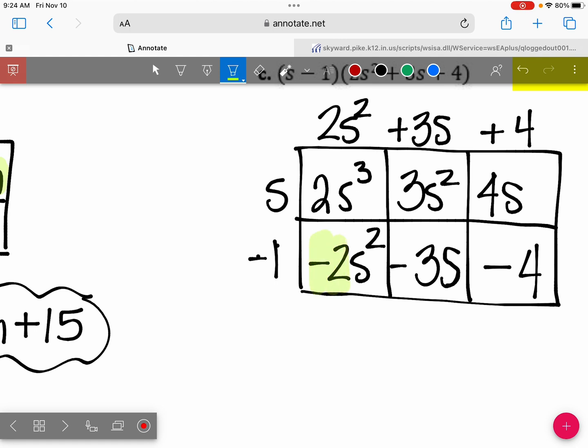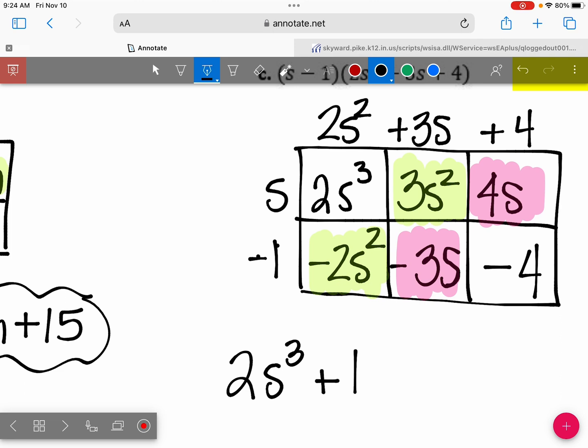Okay, so these are like terms. We can add these together. And these are like terms. So our final answer would be 2s cubed. And then what did you get? What would you get when you add those 2 green squares? What is 3 minus 2? Plus 1 s squared. Now add together your 2 pink ones. What would you get? That's a 4 and a negative 3. Plus 1 again. And negative 4.